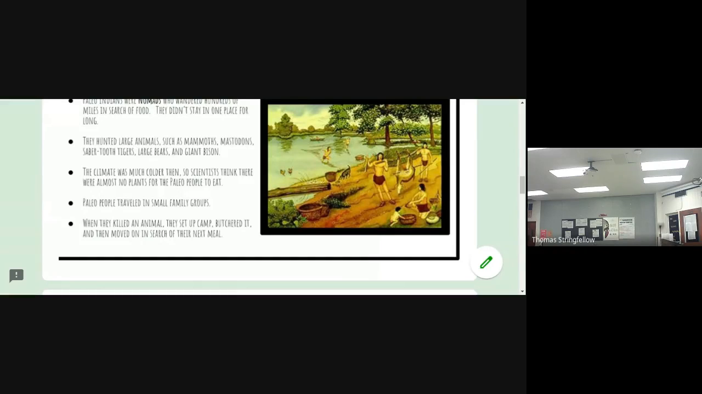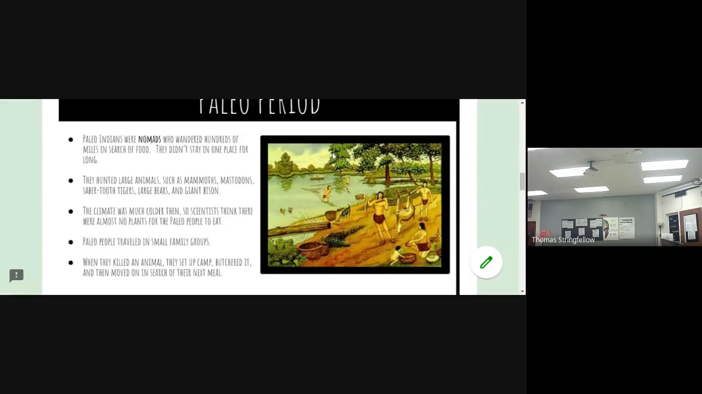Okay. What types of food did y'all come up with that the early Paleo Indians probably ate? What do you think? By looking at that picture and looking at the description, Paleo Indians were nomads. They wandered hundreds of miles in search of food, didn't stay in one place for long. They hunted large animals such as mammoths, mastodons, saber-tooth tigers, large bears, giant bison. The climate was colder, so scientists think there were almost no plants for the Paleo people to eat. But they probably ate whatever wild berries or nuts were available because there are things that do grow in the cold, especially from trees.